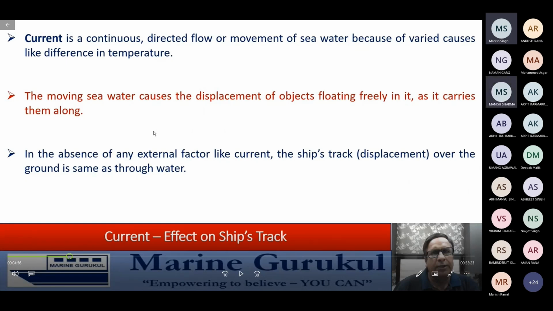Okay, all right. It is written that the ship's drag over the ground is same as through the water in the absence of current. इसका मतलब सर अगर ये करंट नहीं होगा तो जो अपना DR होगा, DR that will be over the ground, ऐसा है क्या?